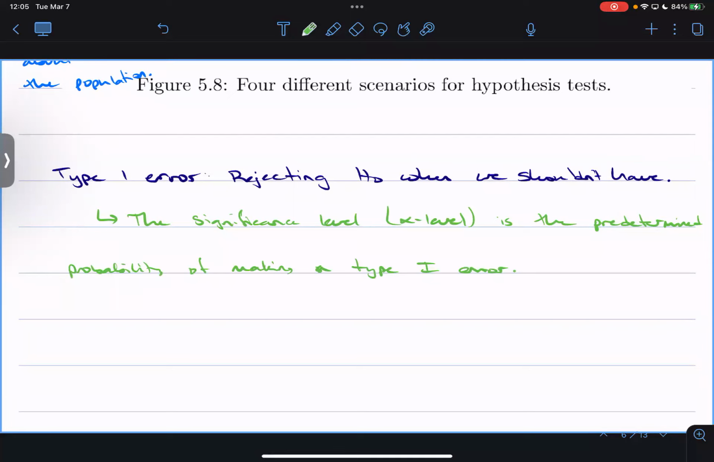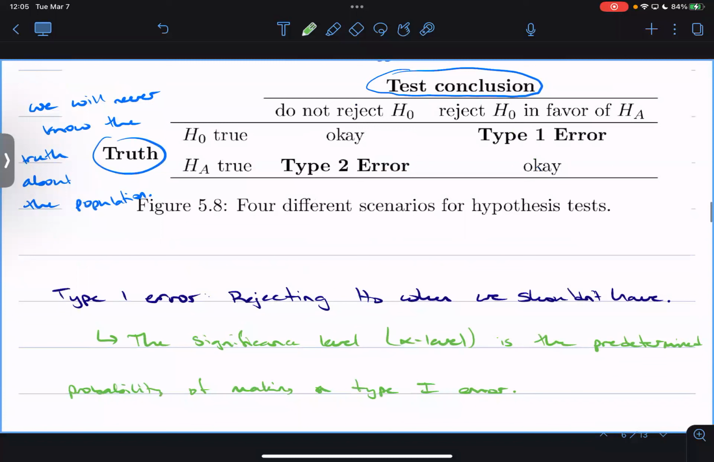So if it's really important that you are not rejecting H naught when it shouldn't be rejected, say, this drug is significantly better than the competitors, you don't want to say that if it isn't true. So we say, I'm going to make it really difficult to make a type 1 error, which means I'm going to lower the alpha level.